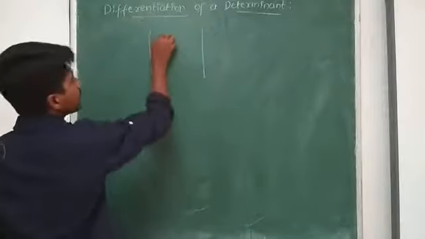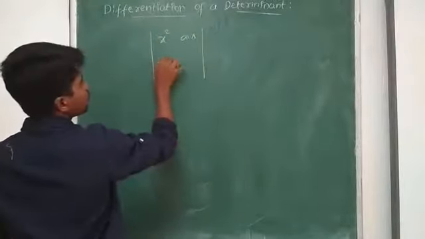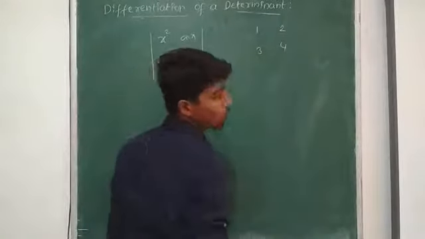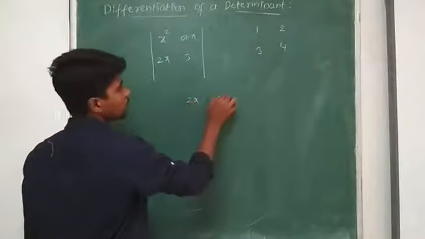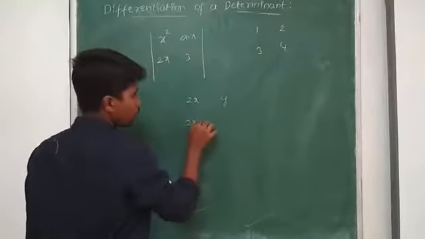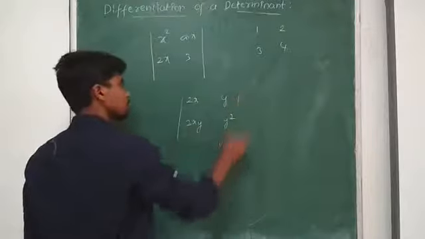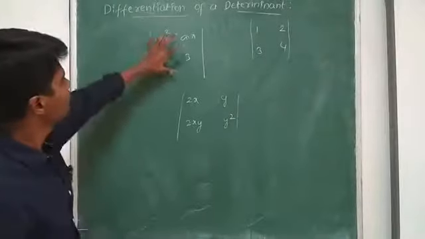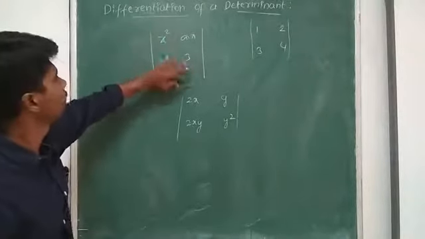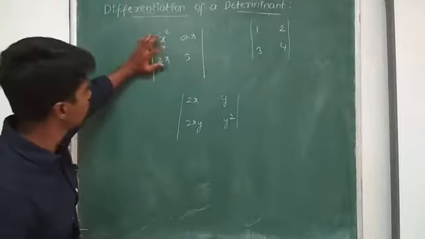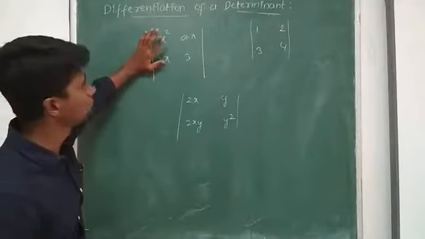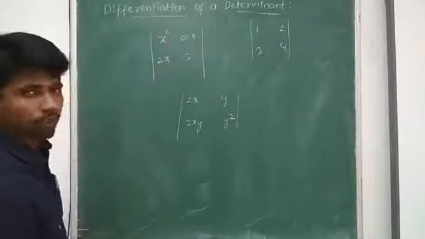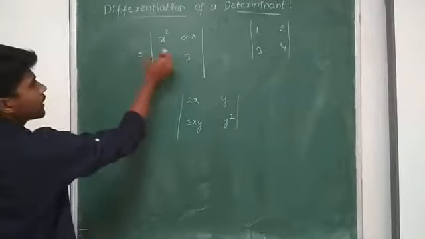So I have x square, ax, 2x, 3, 1, 2, 3, 4, or 2x, y, 2axy, y square. So second order determinants, sorry. So these are the determinants we have. If I observe this particular determinant, the variable we have is nothing but x. The determinant is defined in terms of x. So I can take this determinant as a function in terms of x.